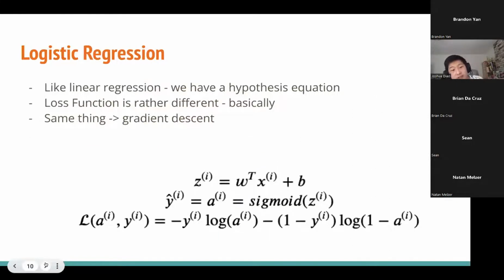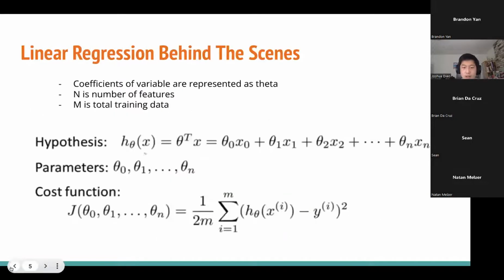All right, like linear regression, we have a hypothesis equation. Sorry guys, I was using h of x, but now we're using z. This is basically the same thing, just a different variable, but it represents the same thing. So as before, the hypothesis is equal to W transpose X plus B. W transpose X is basically the same thing as theta transpose X, right? It's the coefficient of each parameter.